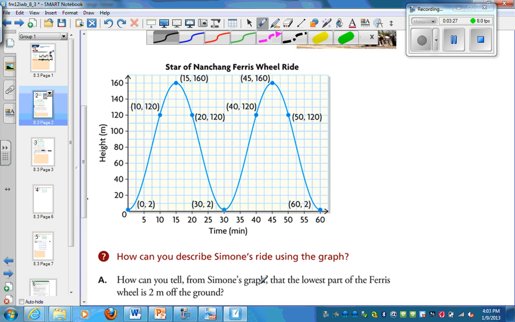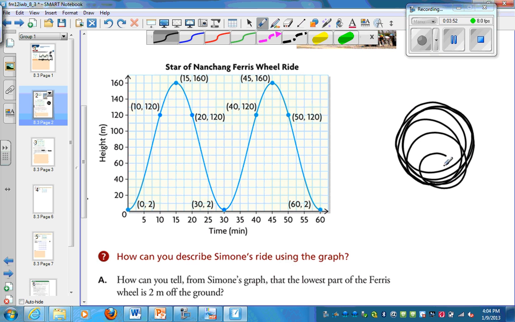So how can you tell from a graph that the lowest point of the Ferris wheel is 2 meters off the ground? Well, here we started when x was 0, the height was 2, and it went up. Here the height was 120, 160, 120. So that makes sense, right? In a Ferris wheel, you start at the bottom, you go up to some maximum height, then you come back down, and you go around and around. Maybe not that many times, or that fast.